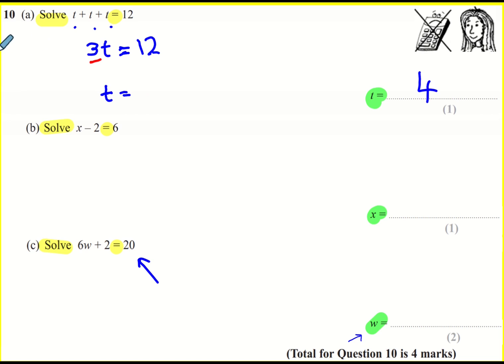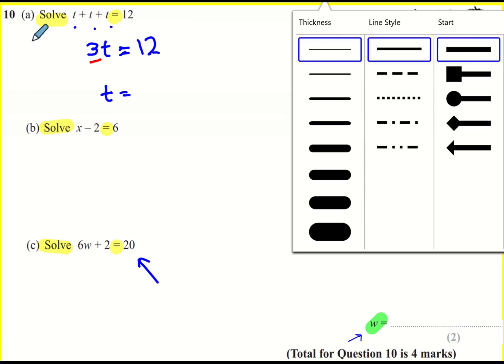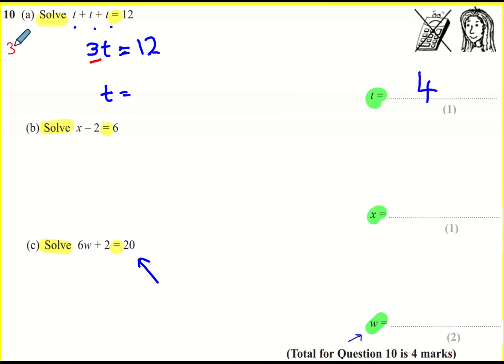Now, 3t means 3 lots of t. So 3t actually means 3 multiplied by t. That's what it means algebraically. 3t means 3 multiplied by t. So how do we get rid of that 3 or undo it, so to speak? We undo it by dividing by 3.